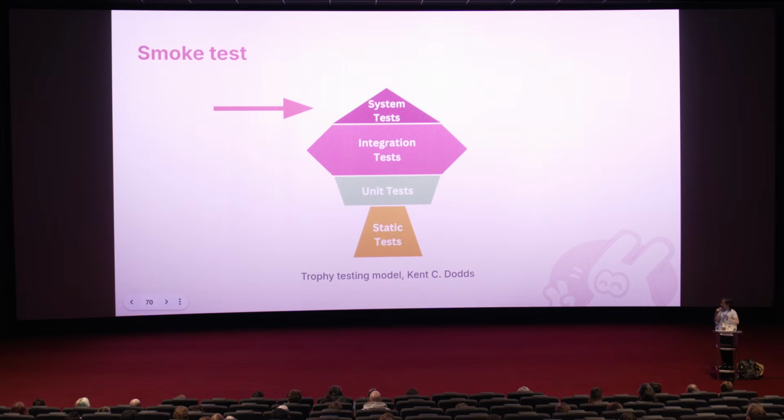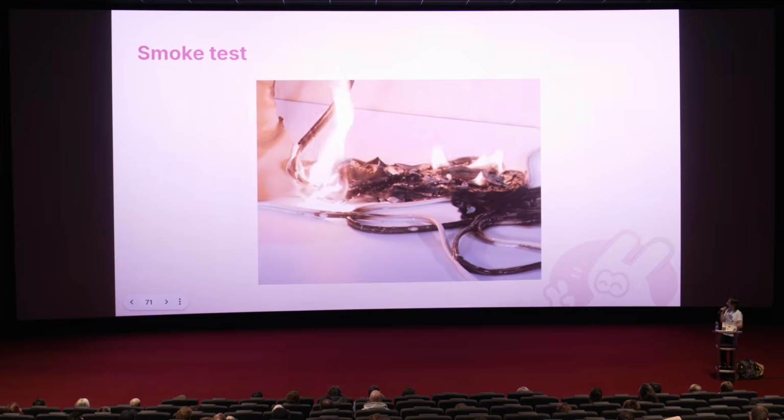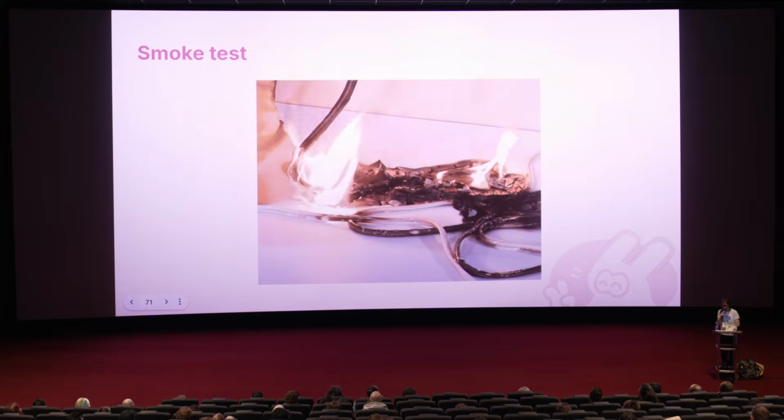And moving on to the other extreme of the trophy model, we have the smoke test, which is a kind of system test. This is actually quite funny because the name comes from electronic engineering. You can imagine, if you're building a circuit and you want to try it and you plug the power on and then you see smoke come out of it, it's a bad sign. Maybe you don't know why it's happening, but you know that something is definitely wrong, right?